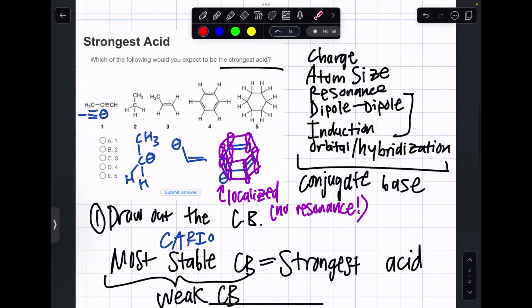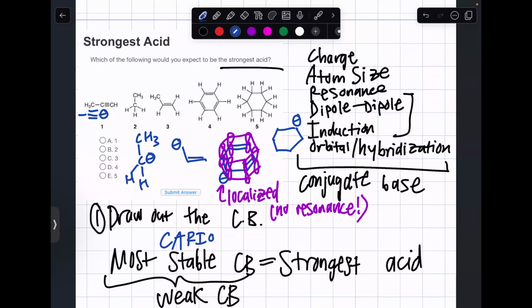Whereas this negative charge right here is delocalized because it's not stuck. It could do resonance here, right? This carbon here is not double bonded at all. And then for this one, it's very similar to number 2. Negative charge there. Okay, once we have figured out all of the conjugate bases, then we have to determine what's the most stable negative charge here.